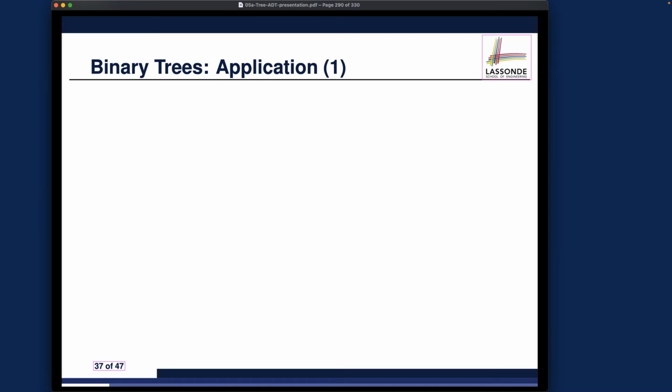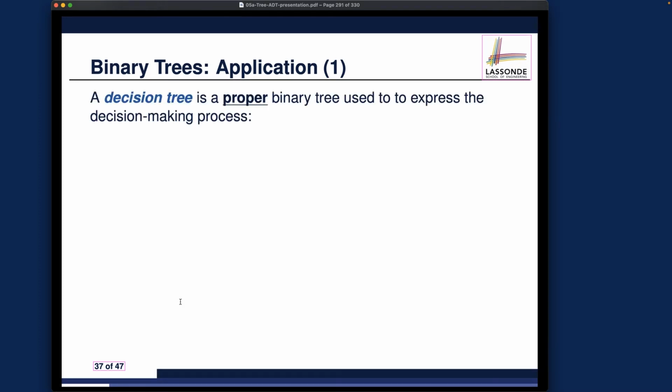We're now done with our discussion on the terminology and properties of a binary tree. Let's now talk about two more things before we move on to the next lecture. The first one will be about the application of binary trees. And the first one here is the so-called decision tree. And it itself is a proper binary tree.